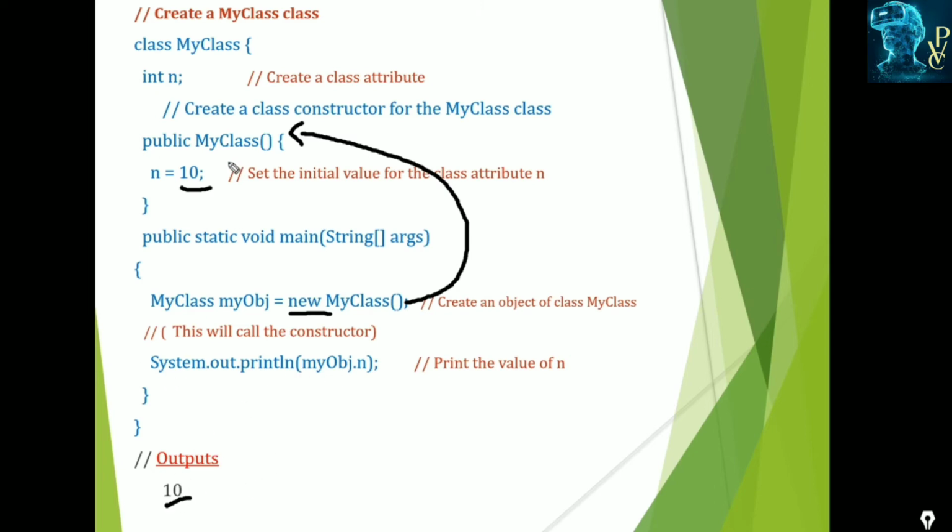If we eliminate this, then it displays the output as 0. The default constructor assigns the default values to the objects. If we create another object, it can also be assigned the default values.